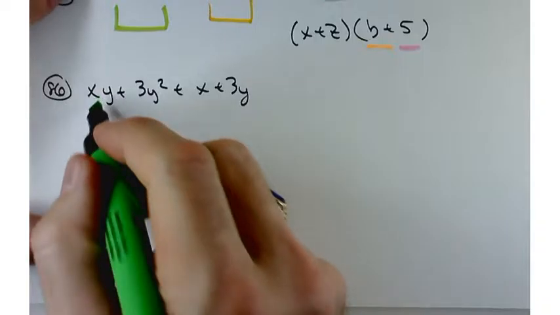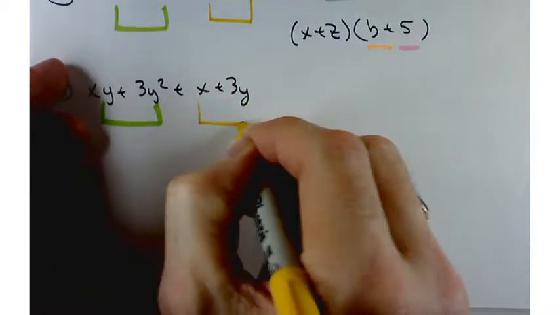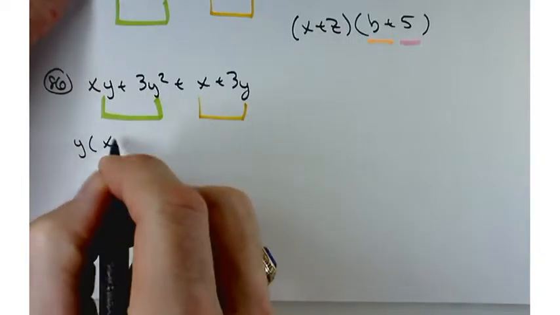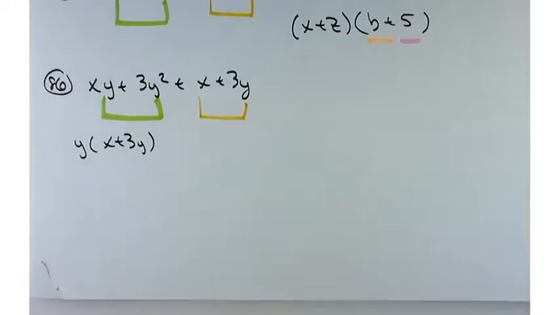Let's see if we can factor out something from the first two terms. What can I factor out there? Yeah, factor out a y. So let's take out the y. So a y times x plus 3y. Is there anything I can factor out of the second pair?